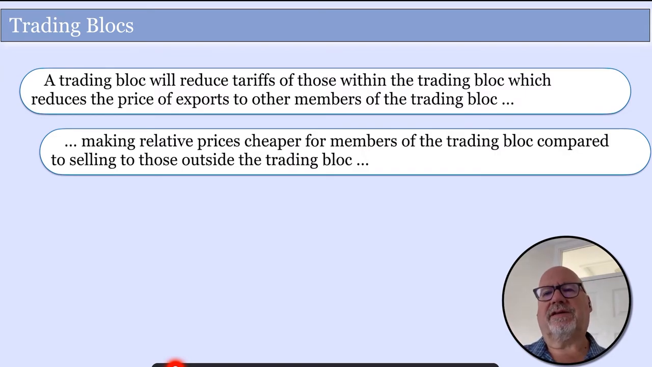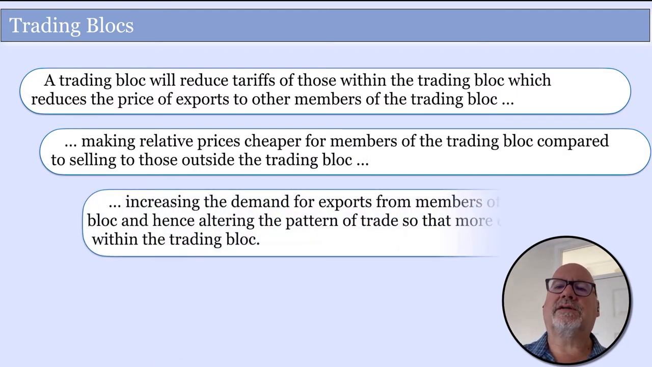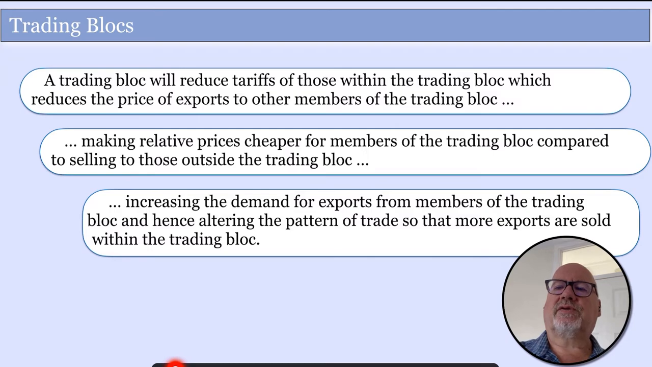And you'll see later that trade gets created within the trading bloc. That's called trade creation, okay? It'll be diverted from countries outside the trading bloc. Good explanation, therefore, of why the patterns of trade have changed, and you can use that European Union example, okay? So the demand for exports from members of the trading bloc will increase, therefore altering the pattern of trade. More exports within the trading bloc. Got to get through to that pattern of trade, if that makes sense to you, okay?